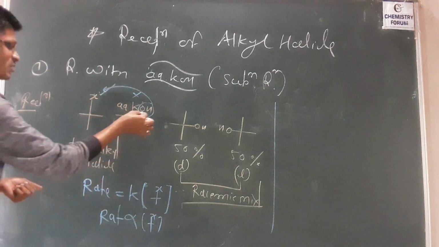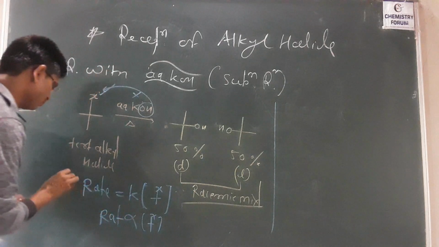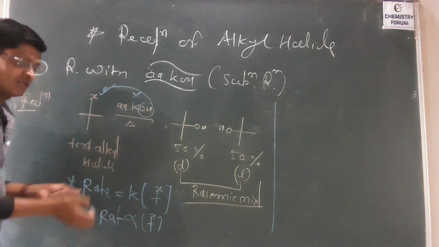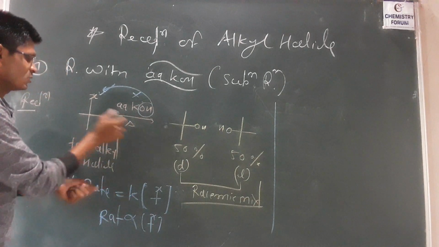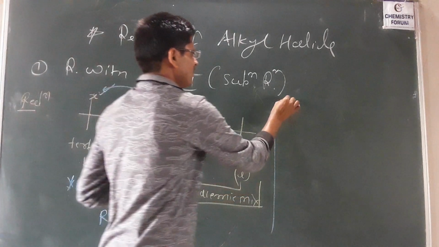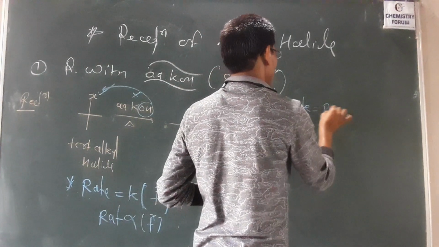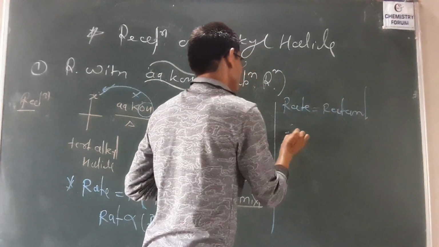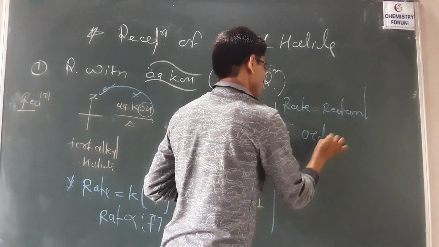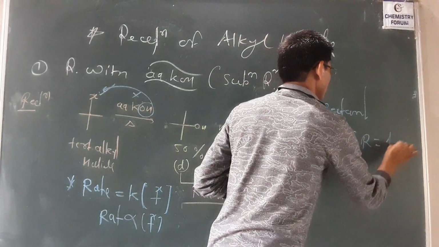Only a substitution reaction takes place. We have to mention that the rate of reaction depends upon only one reactant. When the rate depends upon only one reactant, the order of reaction is 1.